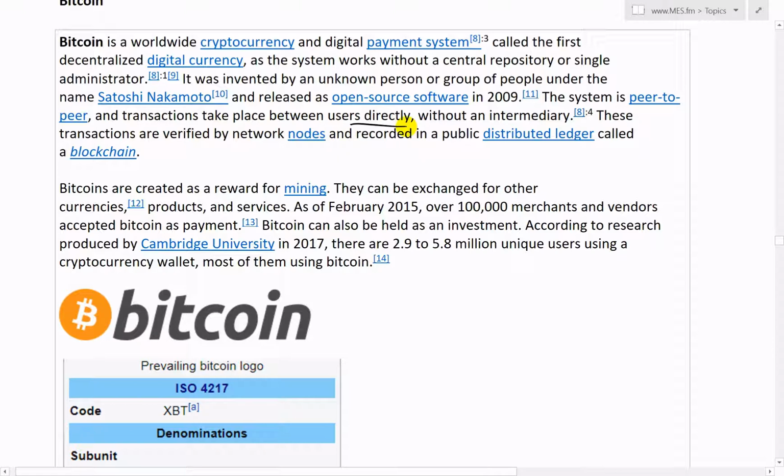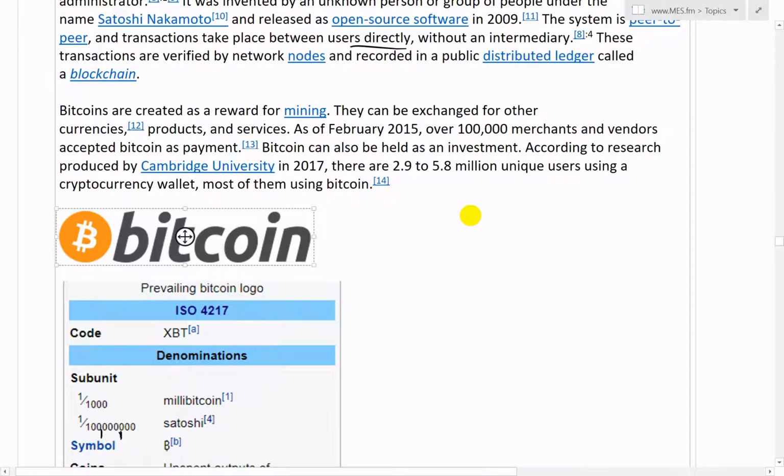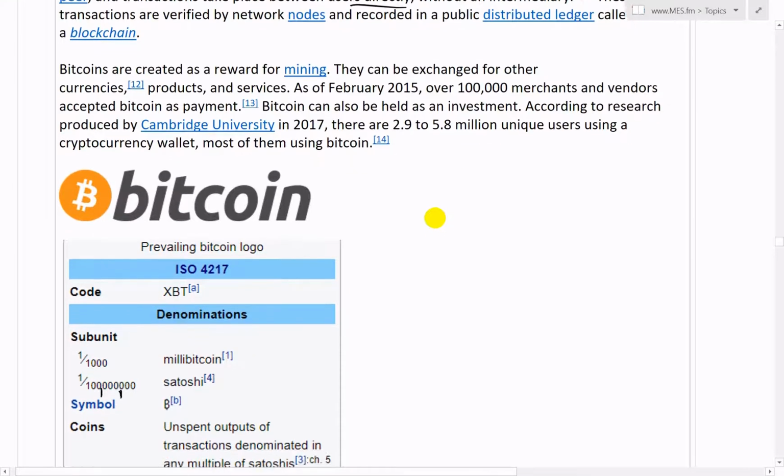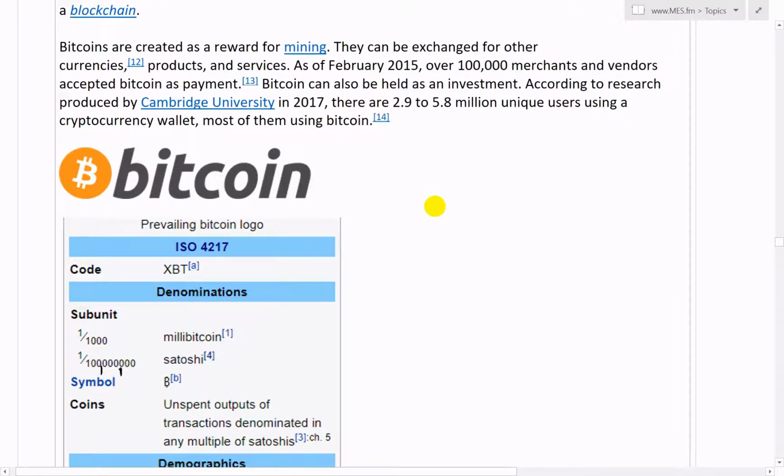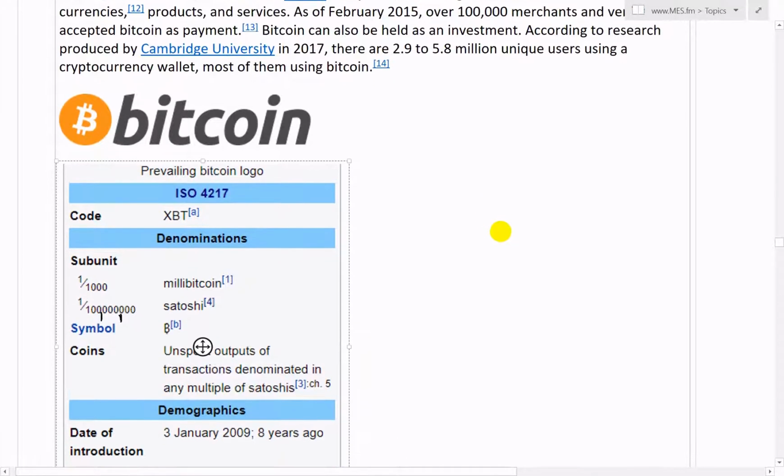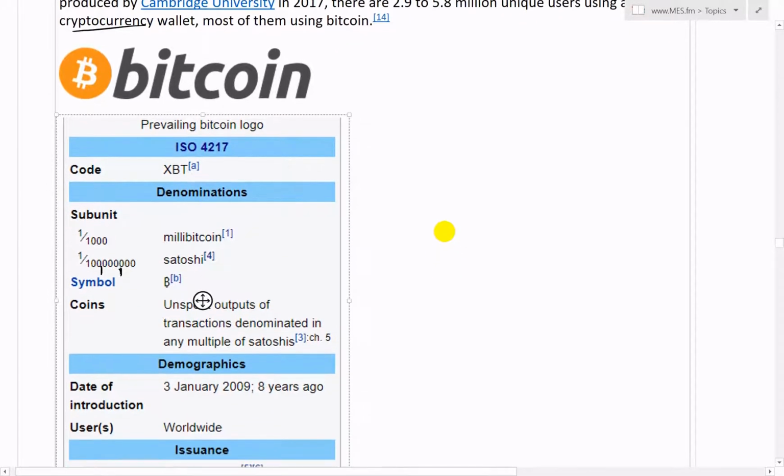Without an intermediary, these transactions are verified by network nodes and recorded in a public distributed ledger called a blockchain. Bitcoins are created as a reward for mining. They can be exchanged for other currencies, products, and services. As of February 2015, over 100,000 merchants and vendors accepted Bitcoin as payment. Bitcoin can also be held as an investment. According to research produced by Cambridge University in 2017, there are 2.9 to 5.8 million unique users using a cryptocurrency wallet, most of them using Bitcoin.